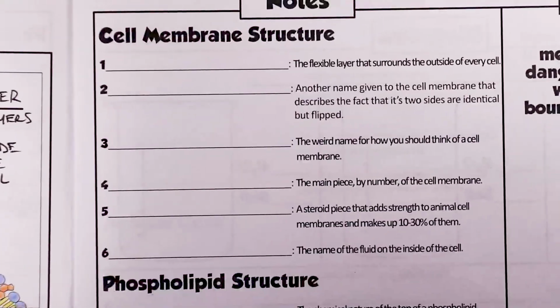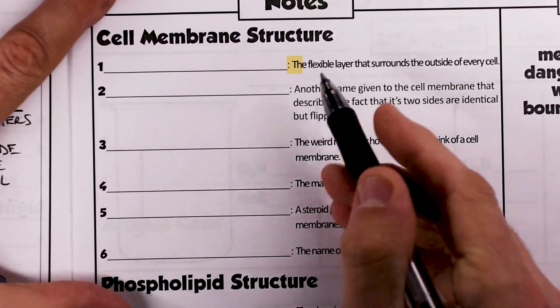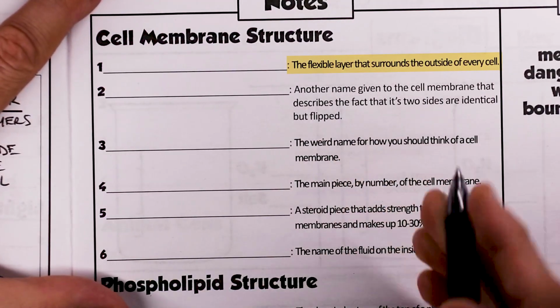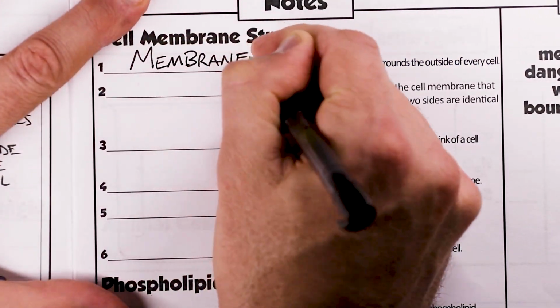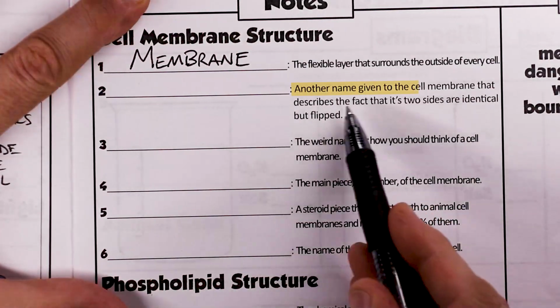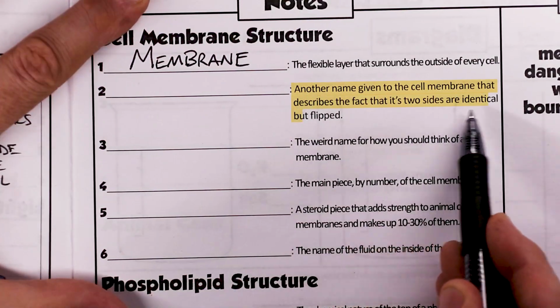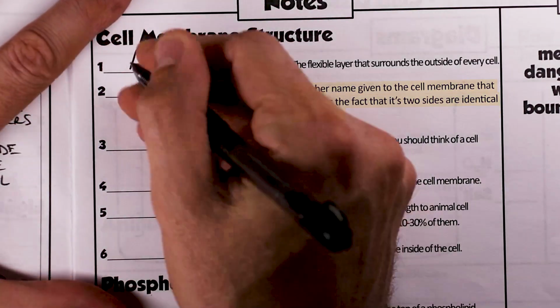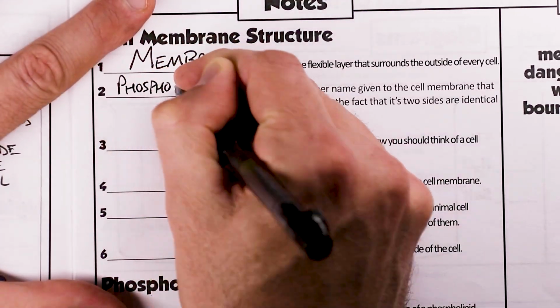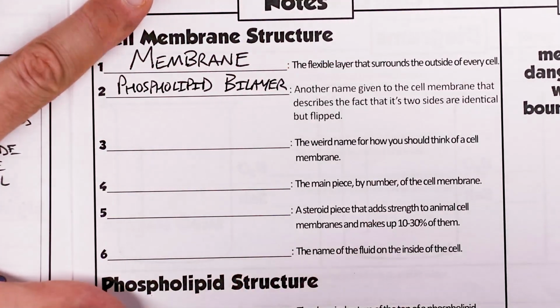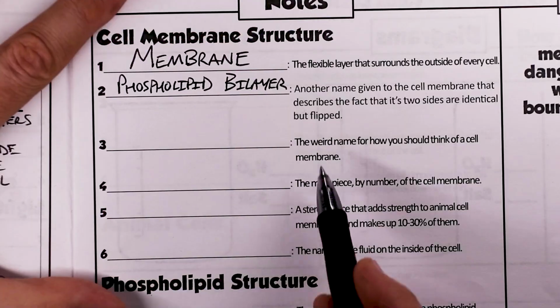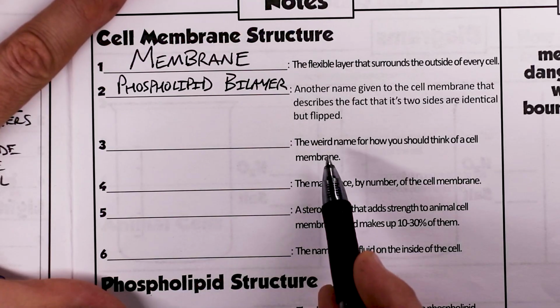All right, let's describe this with some words. The flexible layer that surrounds the outside of every cell is called the membrane. Another name given to the cell membrane that describes the fact that it's two sides that are identical but flipped is the phospholipid bilayer. That's a lot of words. That's a mouthful. Now, let's get back to this mosaic idea.